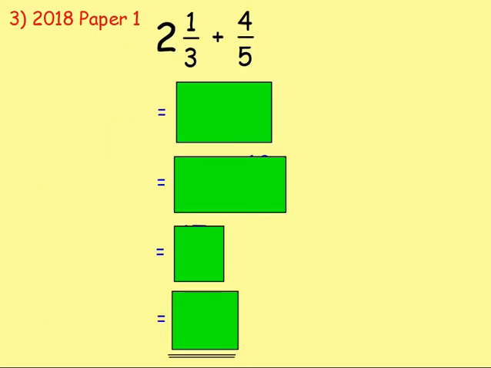Question 3, third past paper question. This one is from the 2018 paper. Again, it's non-calculator. It's paper 1. I've got 2 1/3 plus 4/5. And what's the first thing that you notice? Yes, there is a mixed number, and when there's a mixed number, what do you want to change it to?